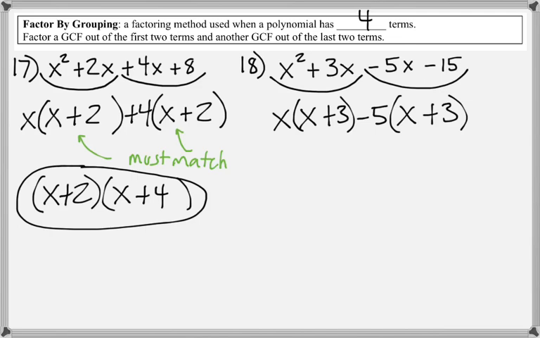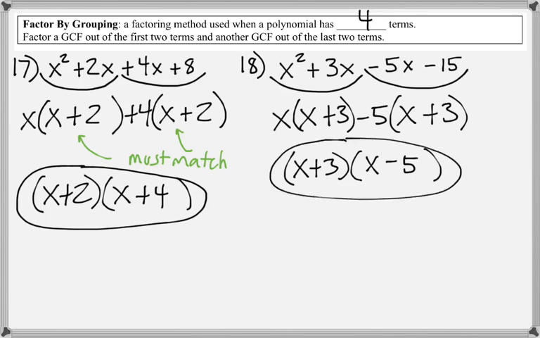You'll notice that we have an x plus 3 and an x plus 3. Those have to match in order for you to complete the factor by grouping. And they do. So I can just write that x plus 3 once, and then whatever's outside the parentheses, meaning the x and the minus 5, will combine to be your second factor. And that'll be your final answer.